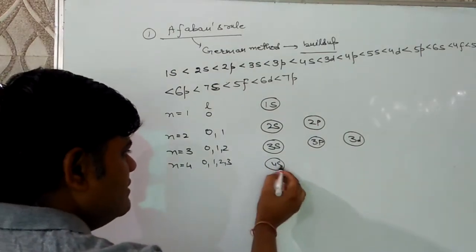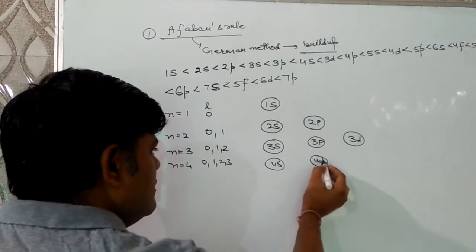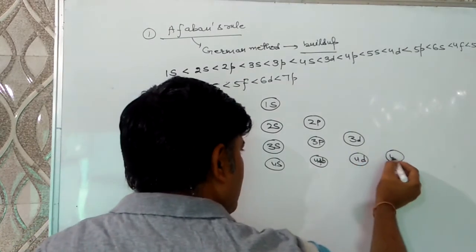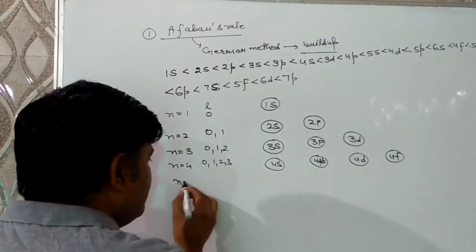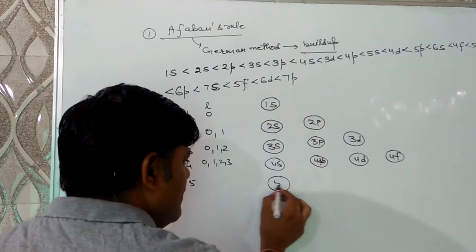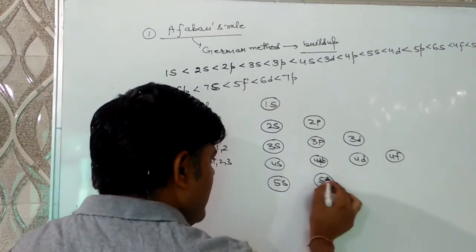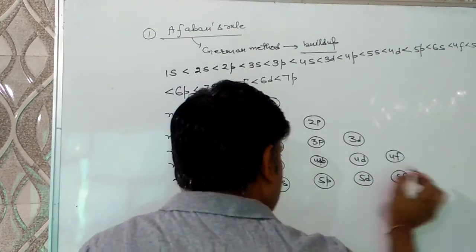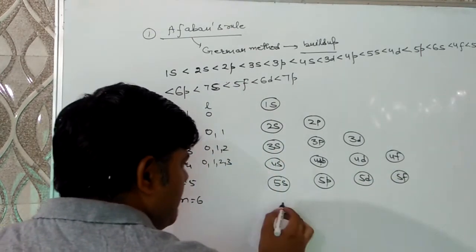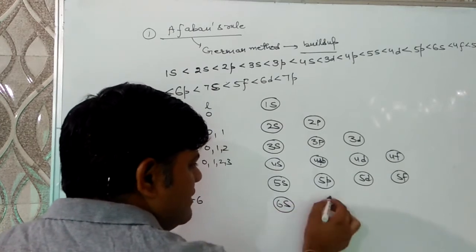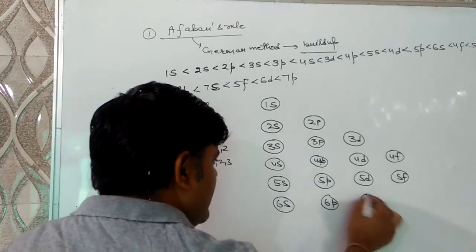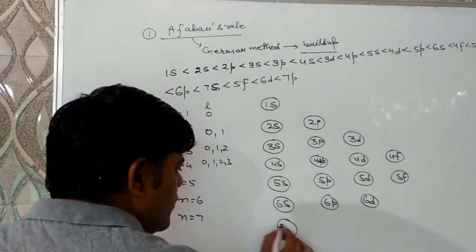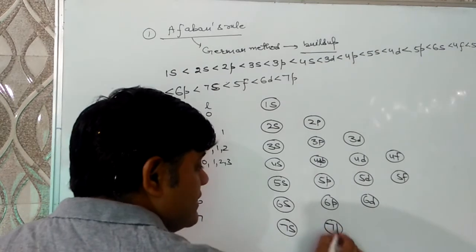So 4s, 4p, 4d, 4f. Same way when n is 5, all these are possible: 5s, 5p, 5d, 5f. When n is 6, all may be possible, but we have to take only 6s, 6p, and 6d. And finally, when n is 7, then we have to take only 7s and 7p.